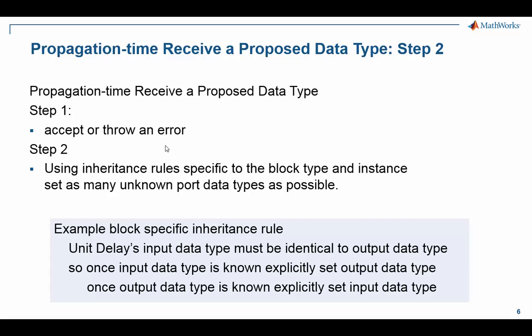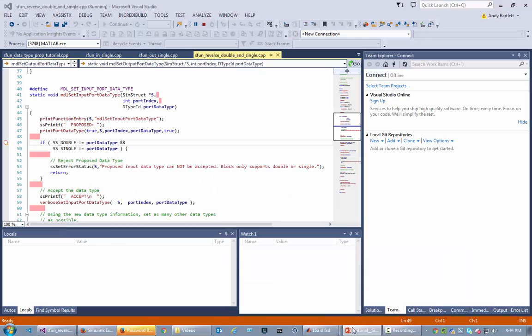In that case, the block will use any inheritance rules that are specific to that type of block and to the instance. For example, there can be parameters that control the inheritance rule that is in effect for an instance. Using those inheritance rules, the block should set as many unknown port data types as it possibly can. For example, the unit delay's data input port must use the same data type as its data output. So once it knows its input data type, it should immediately set its output data type to that same type, and vice versa. Okay, let's go and show an example.